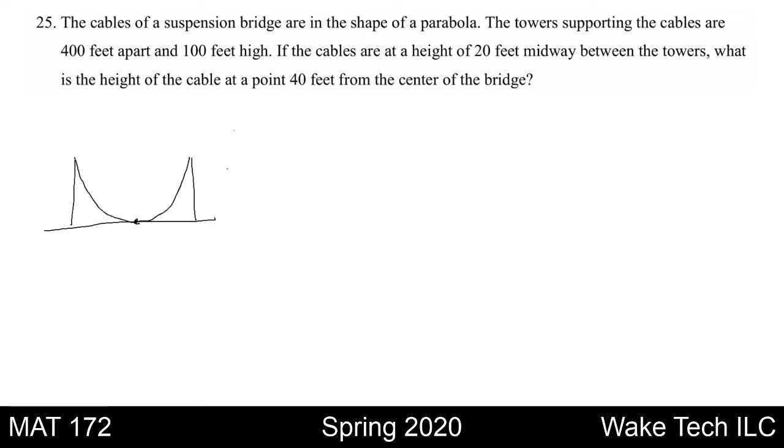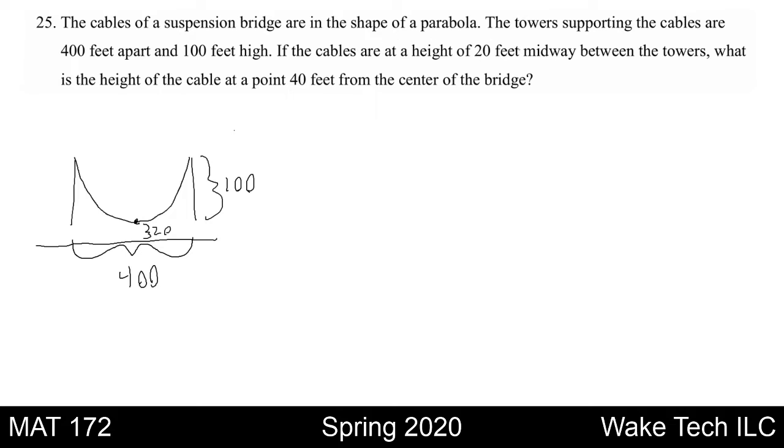Alright, now that we have this parabola drawn, we know some details about the dimensions. We know that the towers at the left and right that I've drawn here are 400 feet apart, so I know this distance is 400 and this distance is 100. If the cables are at a height of 20 feet midway between the towers, so in other words, instead of the line being down here, it's all the way down here, and there's a distance of 20 feet right here.